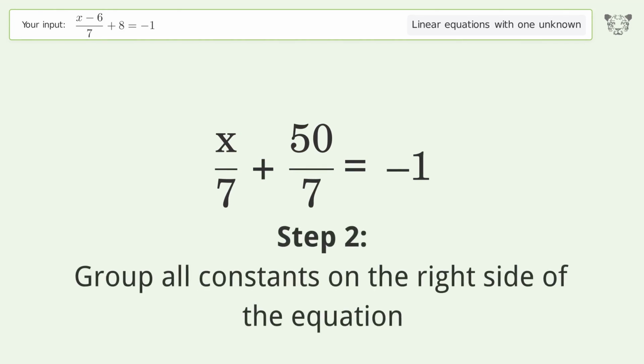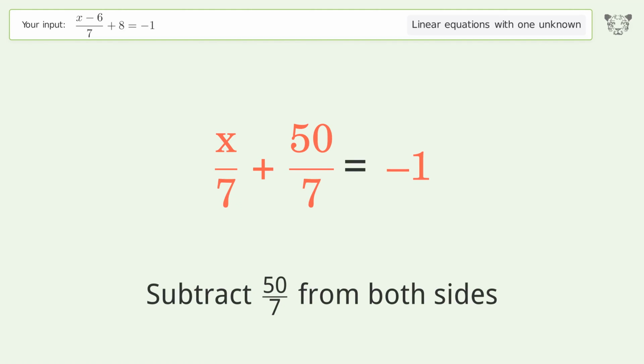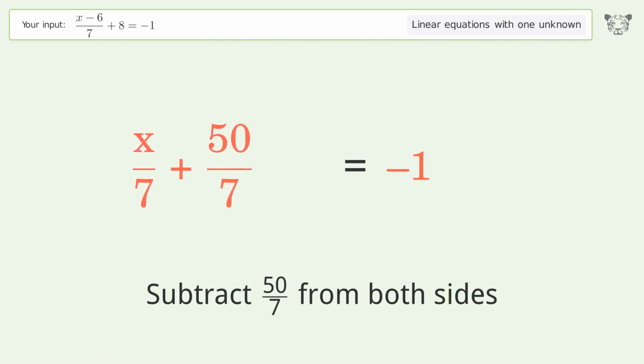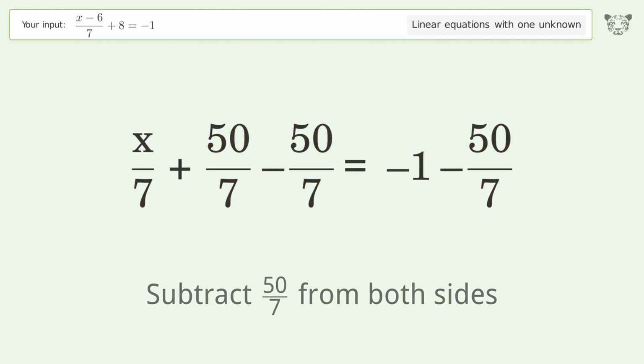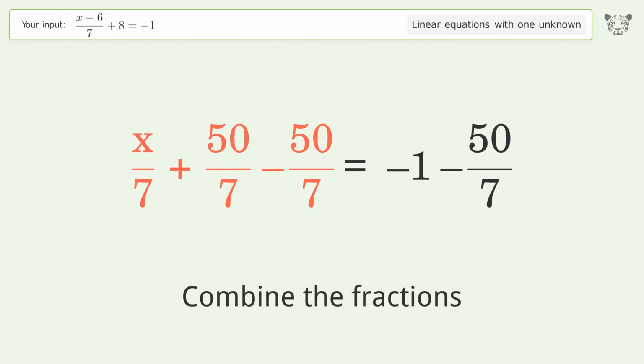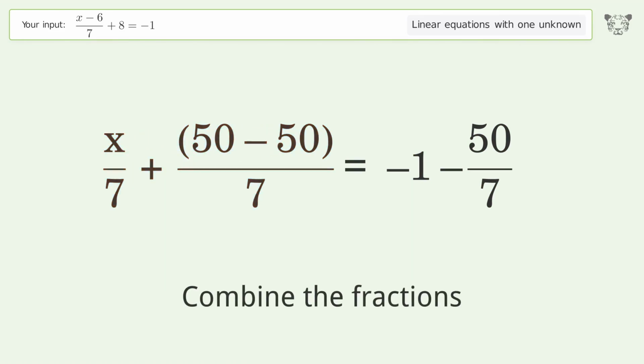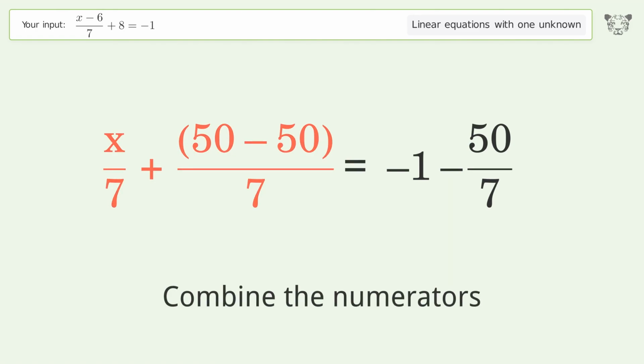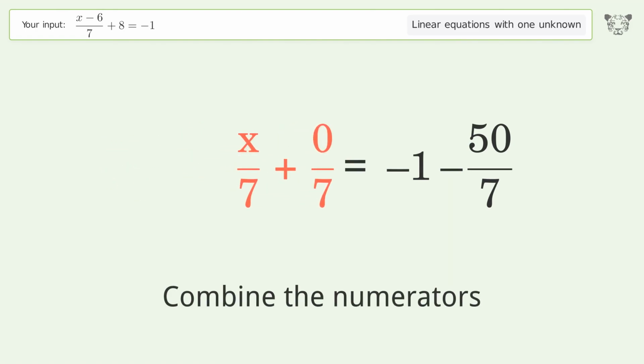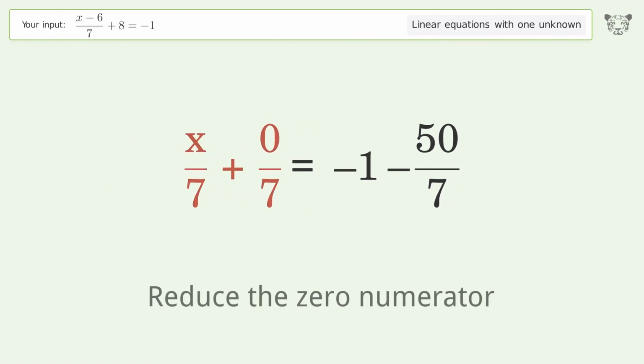Group all constants on the right side of the equation. Subtract 50/7 from both sides. Combine the fractions. Combine the numerators. Reduce the zero numerator.